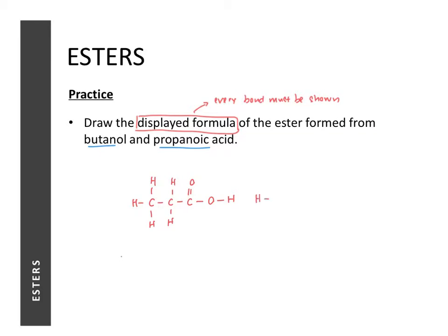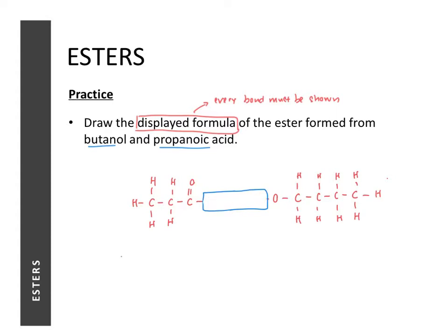OH, and then butanol means that there are 4 carbon atoms, and we're going to populate the carbon atoms with hydrogens. Now, in order to draw the structure of the ester, we need to remember, very importantly, we remove the OH from the acid, we remove the H from your alcohol. Okay, so we remove them.